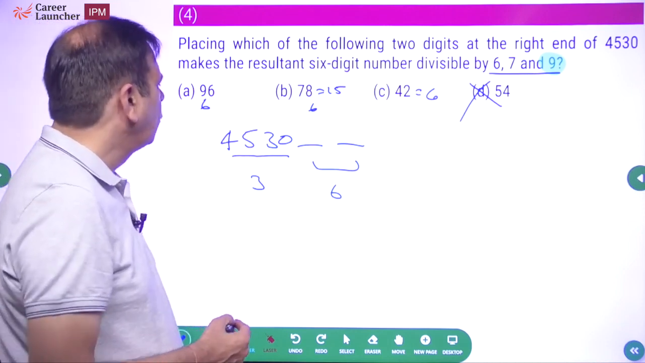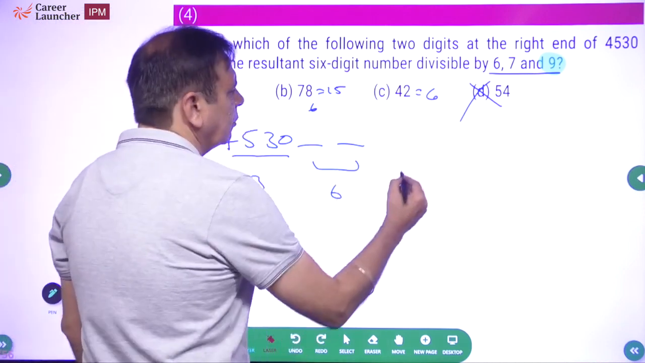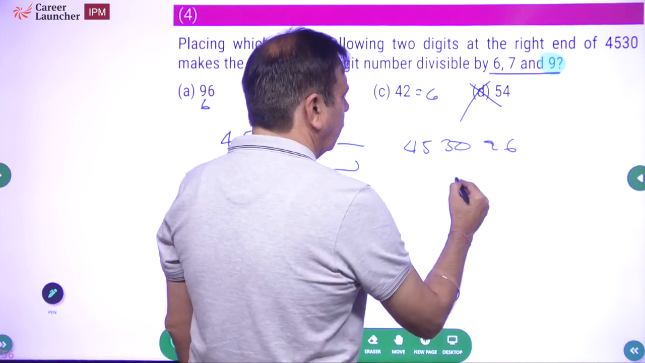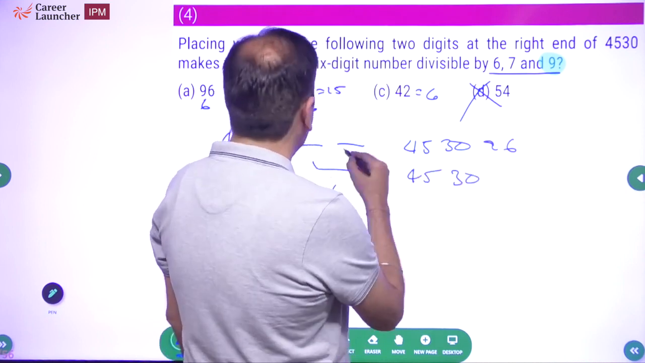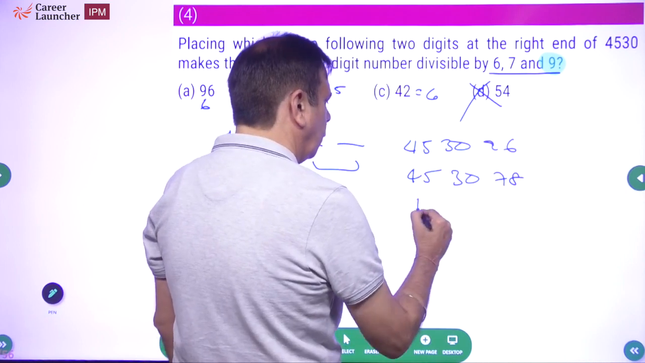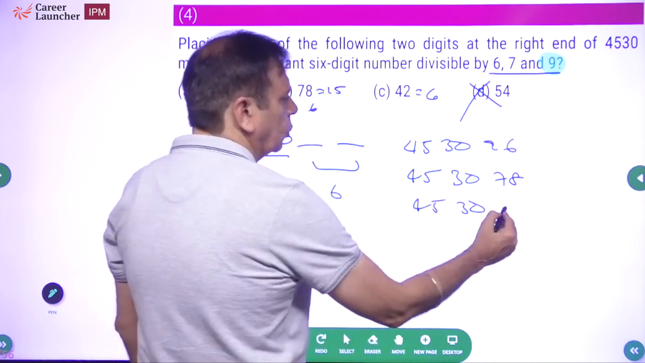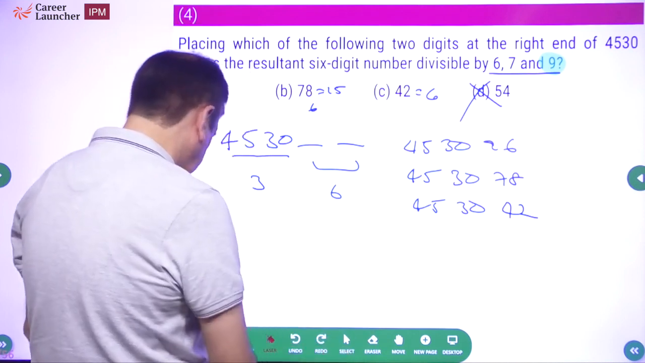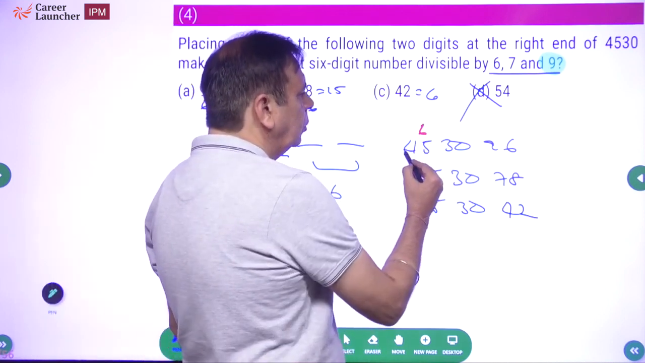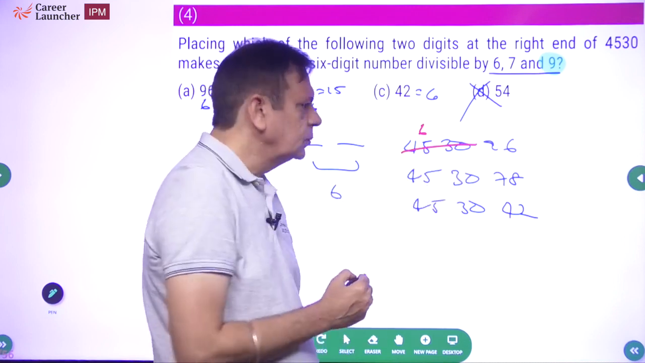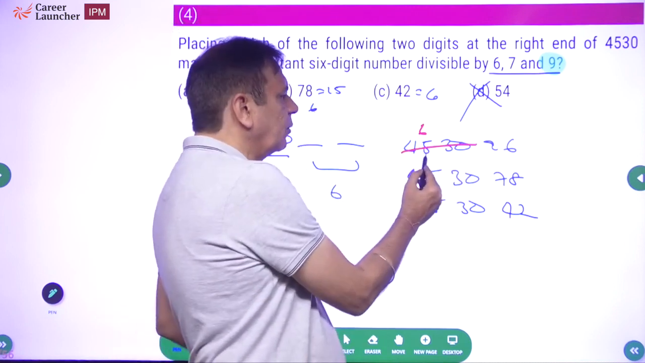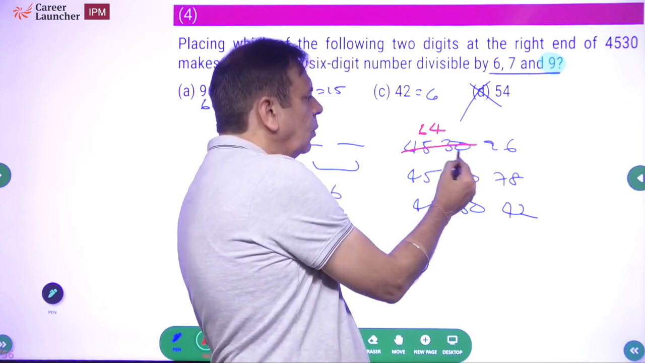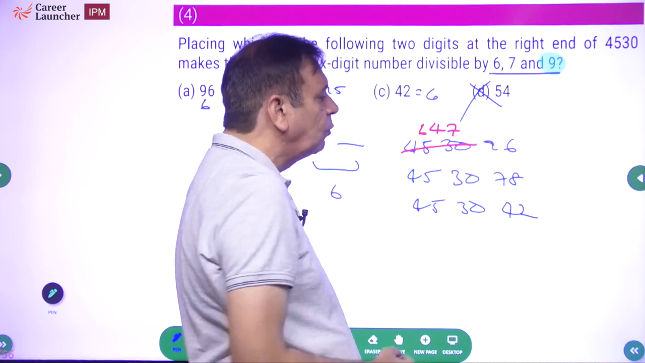So what do we have? 4530. Your option will be either 453096 or 453078 or 453042. One of these. Start checking for 7. 7 6 are 42. 33, sorry. 7 6 are 42. We will have a remainder of 3 out here. 33. 7 4 are 28. 57. 7 7 are 49. I have a remainder of 1.